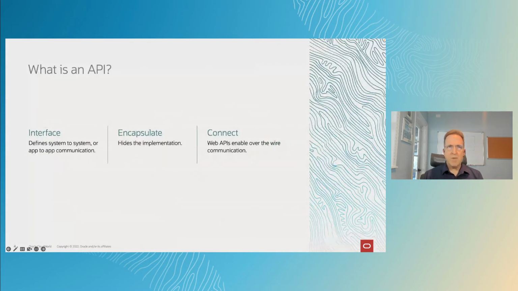So first, what is an API? It's an interface. It basically provides a contract for computers to be able to talk together. It also encapsulates, so developers do not have to worry about the implementation of how the API operates. And it connects systems across the web.